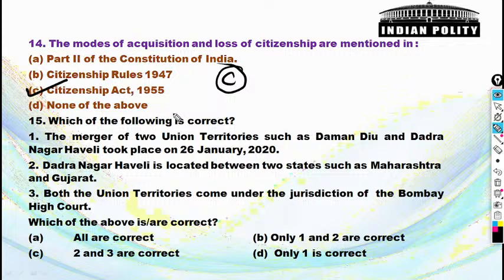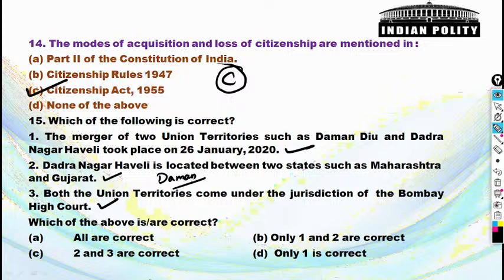Look at question number 15. Which of the following is correct? The merger of 2 union territories, Daman and Diu and Dadra Nagar Haveli, took place on 26 January 2020. For your information, it is correct. Dadra Nagar Haveli is located between 2 states, Maharashtra and Gujarat. Both union territories come under the jurisdiction of Bombay. Now they are unified, and the common capital is Daman. Daman is now the capital of both the union territories.